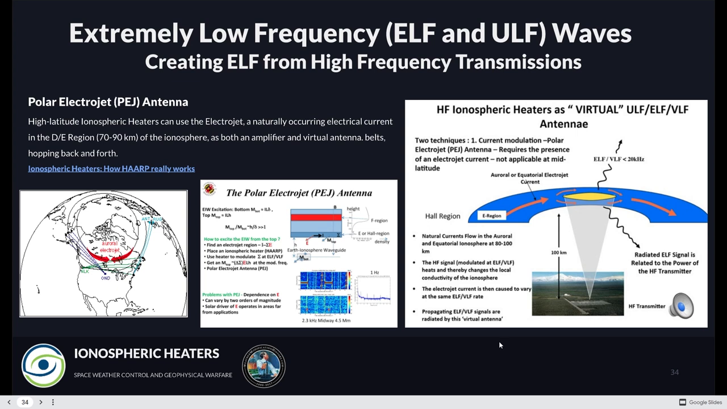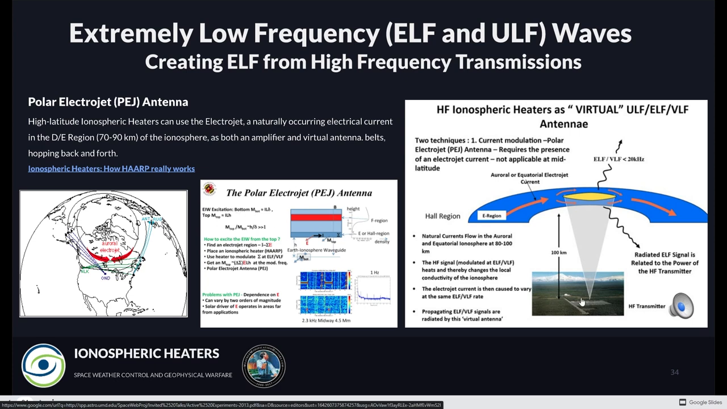So high latitude ionospheric heaters can use the electrojet, a naturally occurring electric current in the 70 to 90 kilometer region of the ionosphere, as both an amplifier and virtual antenna. And you can see right here, this is where the aurora borealis happens, and there's a ring which is known as the auroral electrojet, and it's a highly electrified area of the atmosphere.